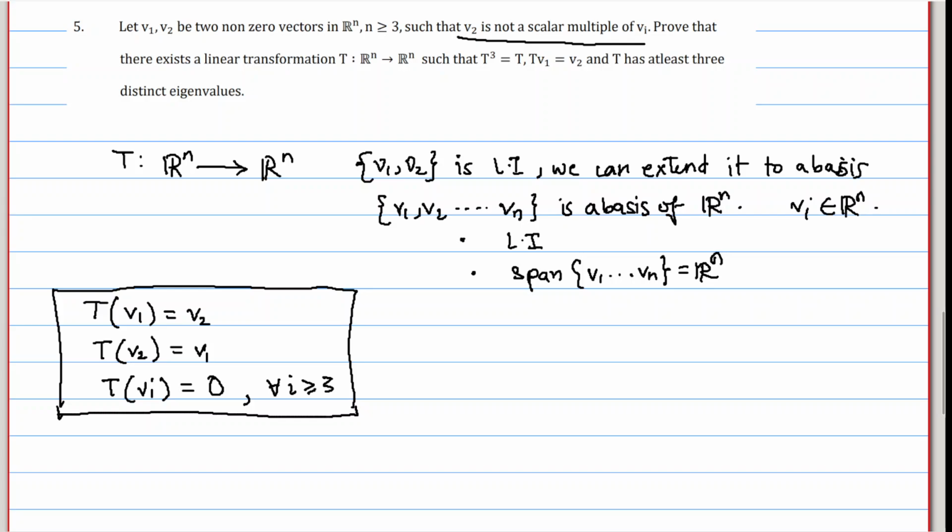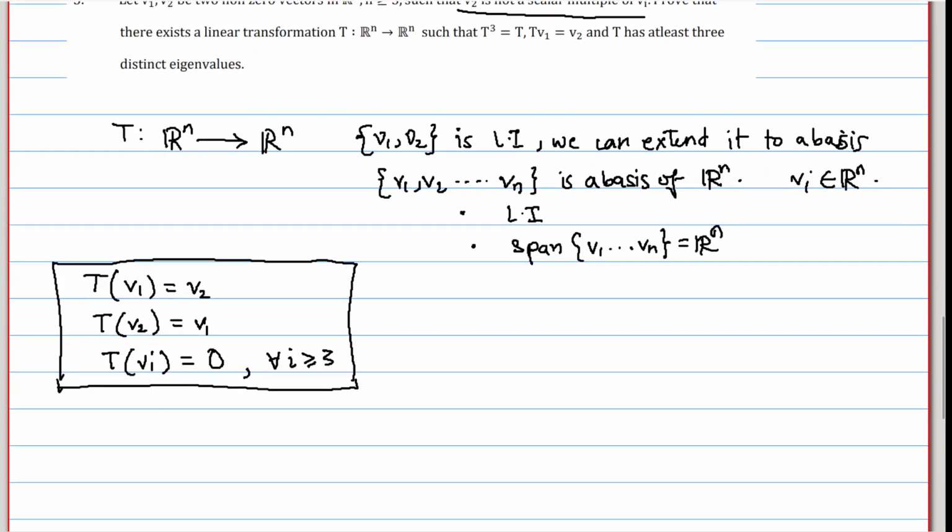Now let's verify. What we need to show? We need to show two things. Firstly, v1, v2 is linearly independent. That's fine, since it is not a scalar multiple. Now we can extend it to a basis.